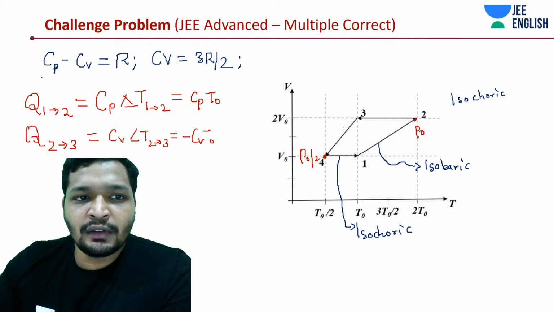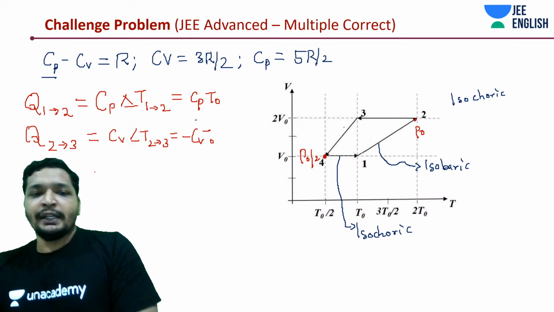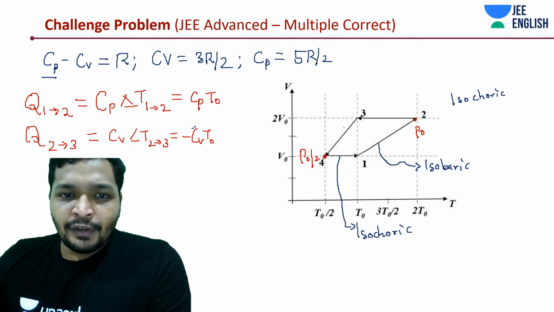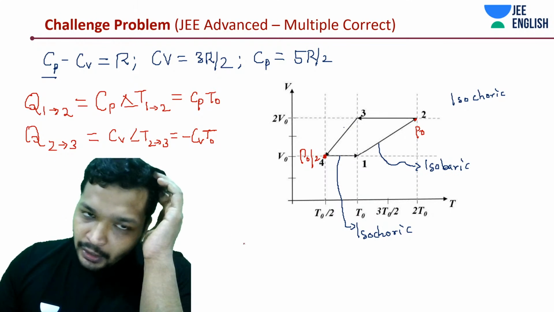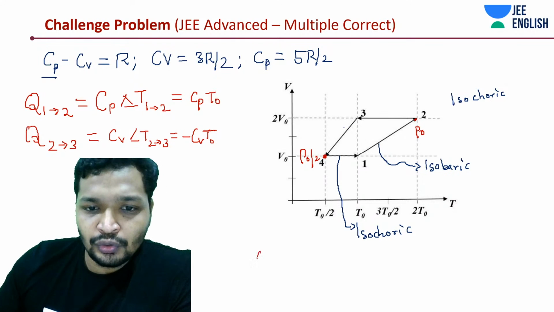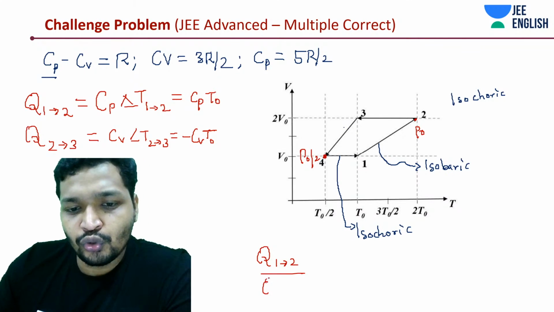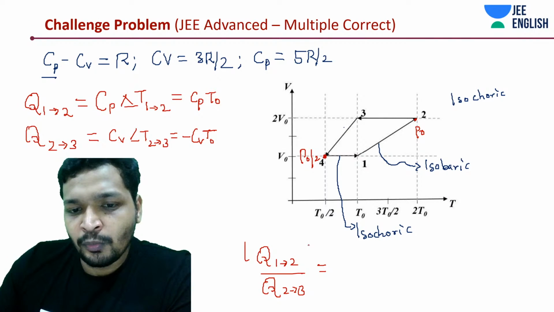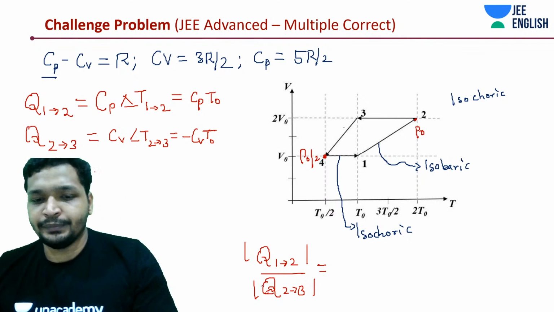And that means what is the value of CP? CP is 5R by 2. Alright. So it's a simple problem, I believe. Now let's do this. I need to find out the ratio of Q1 to 2 to Q2 to 3, all mod. Okay, that is what is given in the question, I think.